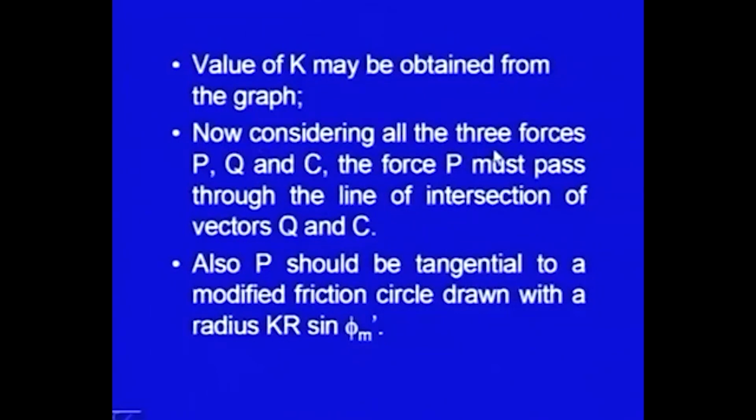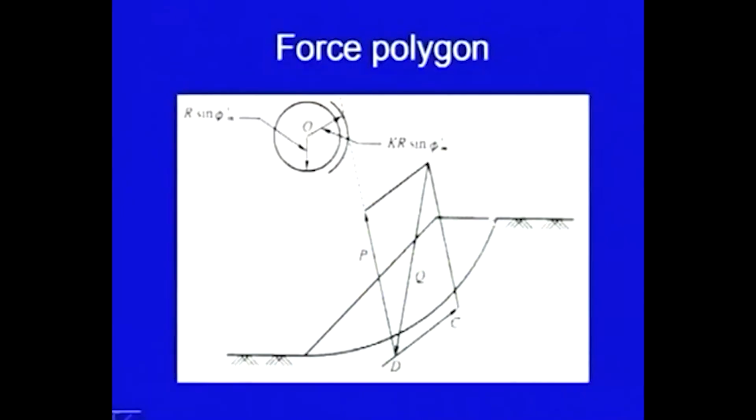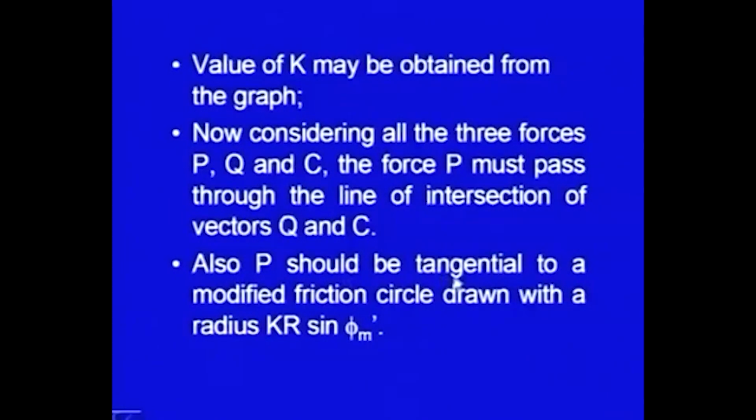Now, considering all the three forces P, Q and C, the force P must pass through the point of intersection of the vectors Q and C. This is the condition which should be satisfied. So, we know the direction of P is available with us, and we can draw this modified friction circle. The line of action of C is also available with us, and P should be tangential to the modified friction circle drawn with the radius k r sine phi m dash.